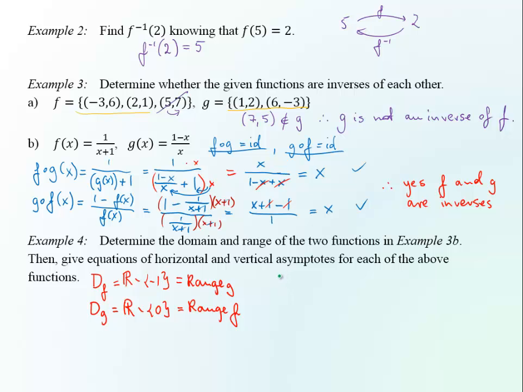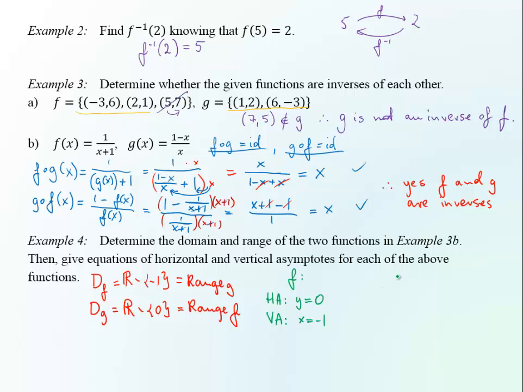So for function f, horizontal asymptote, let's recall that since the denominator is of the higher degree than the numerator, the equation of horizontal asymptote is just y equals 0, and the vertical asymptote comes from the points out of the domain of f. So at -1, therefore x equals -1 is a vertical asymptote.